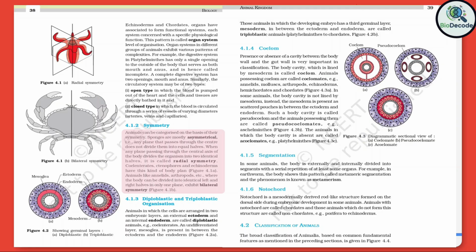Symmetry. Animals can be categorized on the basis of their symmetry. Sponges are mostly asymmetrical. That is, any plane that passes through the center does not divide them into equal halves.